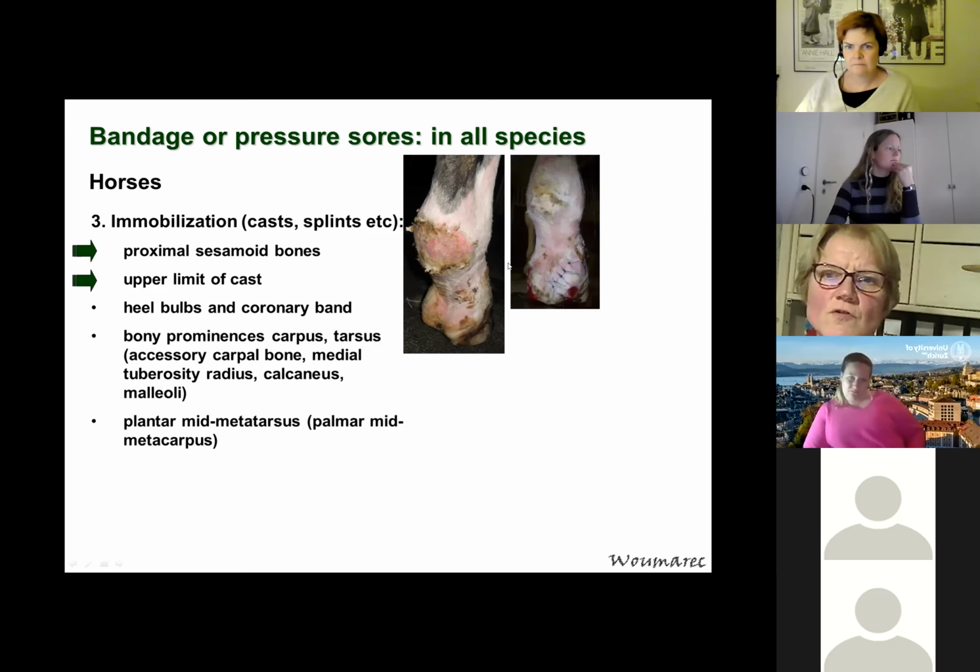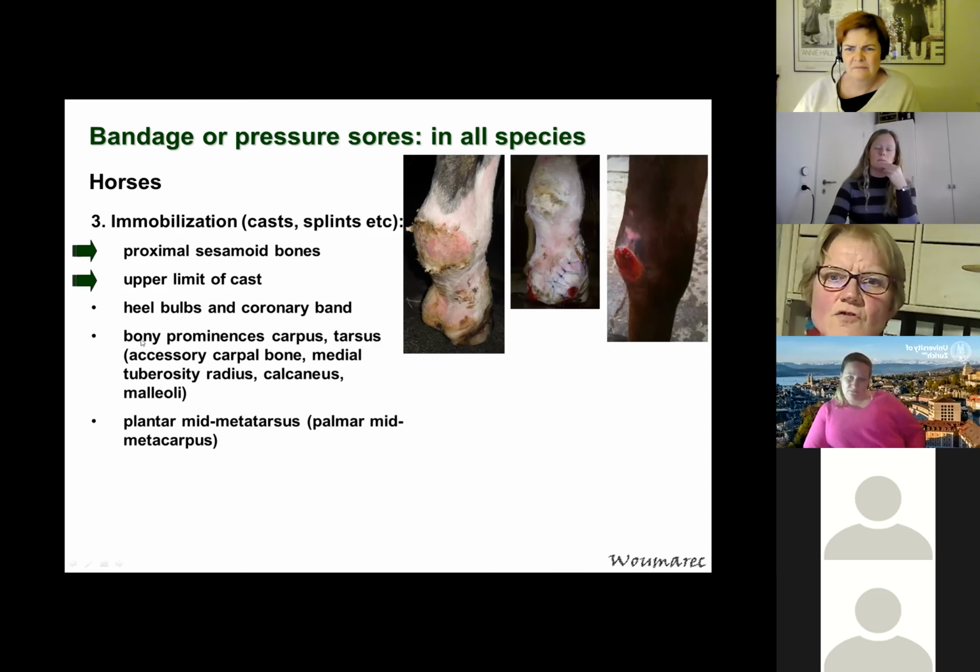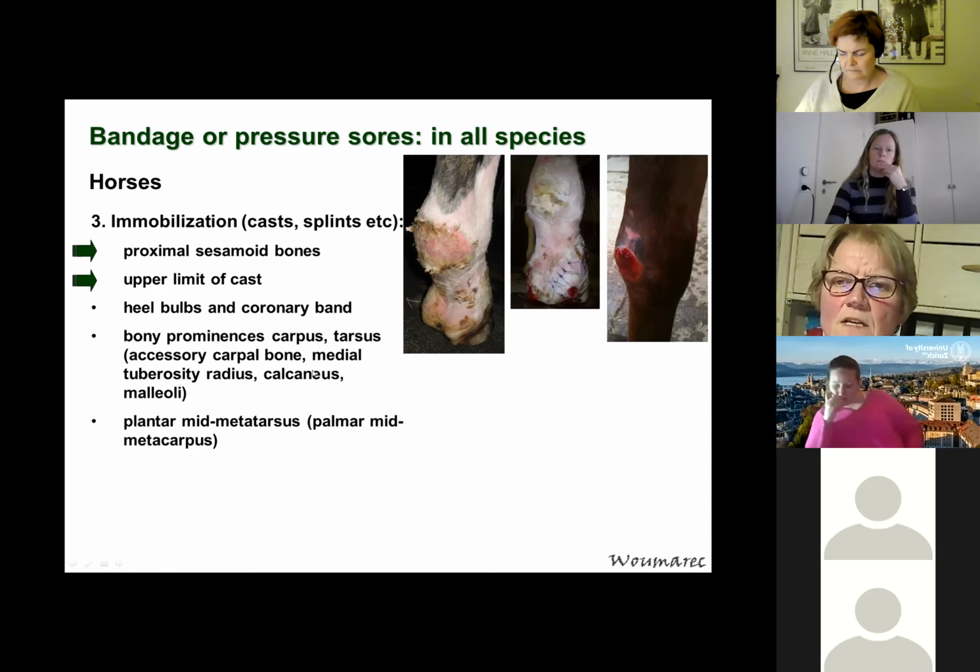Other sores are on the heel bulb, like you can see here, so the heel bulb area or the coronary band, and other sores are on the bony prominences of the carpus and the tarsus, so again the accessory carpal bone, or the medial tuberosity of the radius, on the calcaneus, or on the malleoli. So the bony prominences are prone to develop pressure sores.